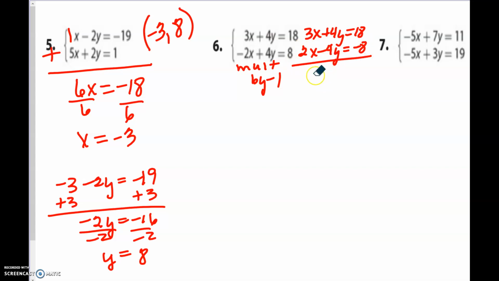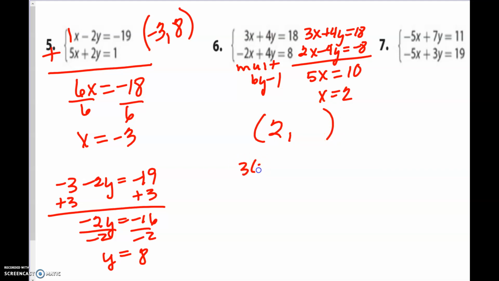So when I add these together, I get a positive 5x. My y's are going to eliminate, and 18 minus 8 is 10. And when I divide both sides by 5, I get x to be 2. So in my final answer, I know it's going to be 2 comma something. I'm just going to use that first ordered pair.